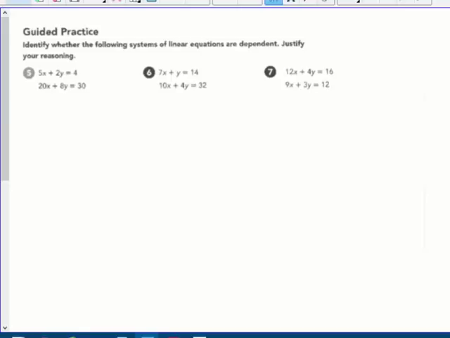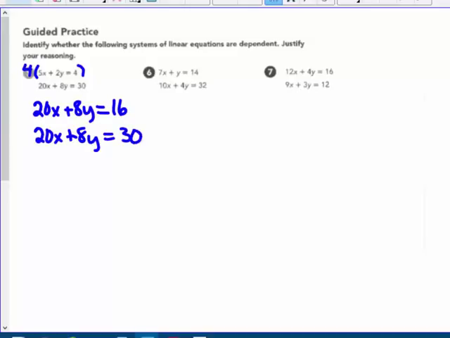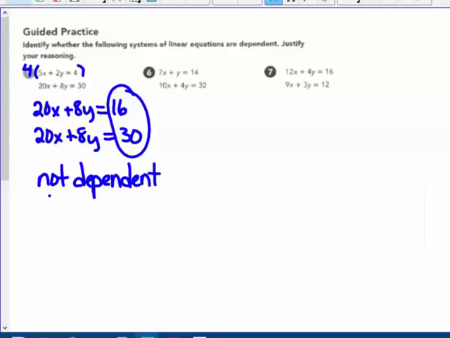Identify whether the following systems of linear equations are dependent. Justify your reasoning. If I can get them to be the same, let's see. 4 times 5x would give me 20x plus 8y equals 16, and 20x plus 8y equals 30. Those aren't the same, so this is not dependent. They are actually inconsistent. They will not have a solution.